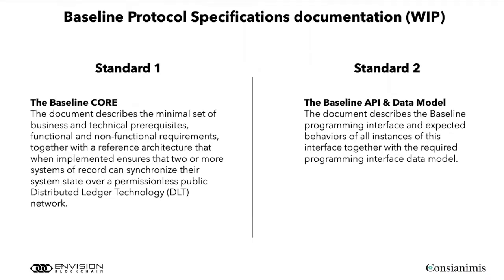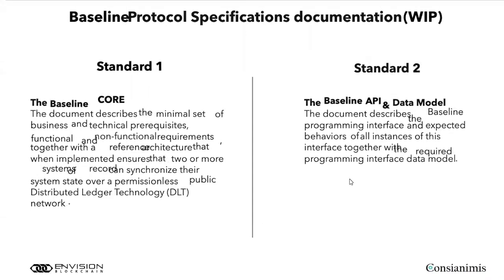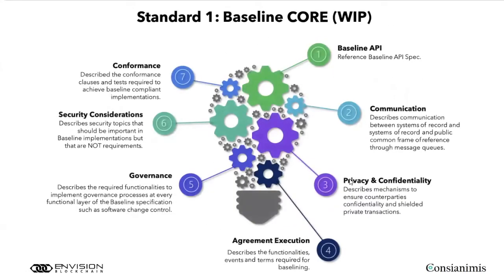Now the second standard, the API and data model document, will describe the baseline programming interface, the expected behavior of all instances of this interface, as well as its data model. One of our priorities, and you mentioned it before, has been to abstract and define the key components for each of those standards. As shown on this slide, for the first standard, we are currently discussing 7 items, and I will present them very briefly.